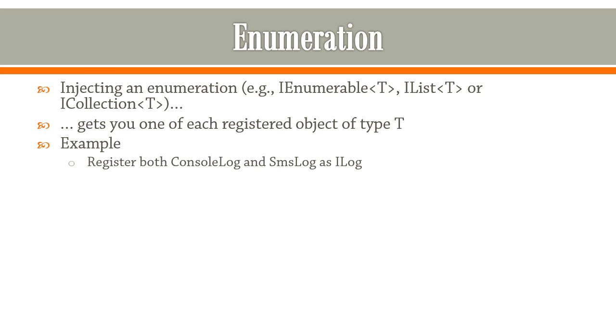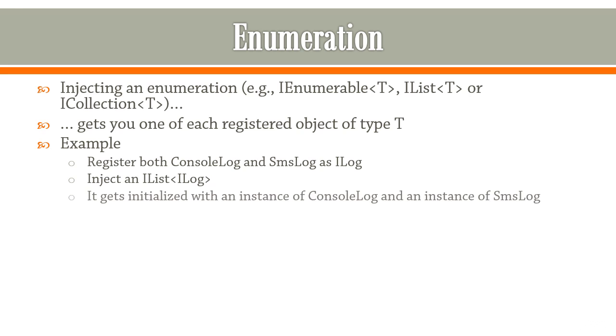Suppose we have two logs. We have console log and we have SMS log. We register them both to provide the ILog interface. What we can then do is we can inject somewhere an IList of ILog. And what this gets initialized to when you actually start to use it is a list with two elements. The first element is a resolved console log, and the second is a resolved SMS log.